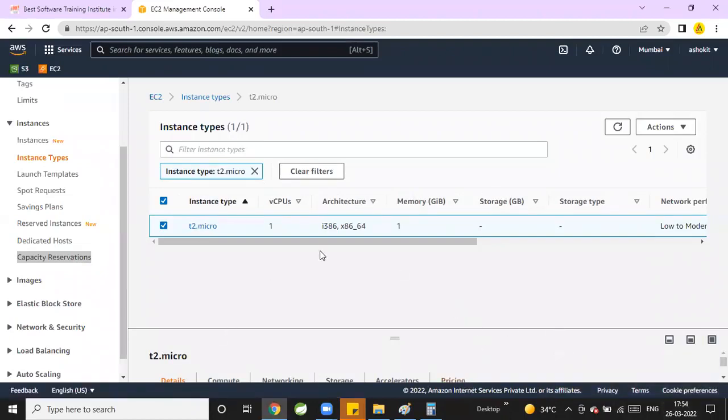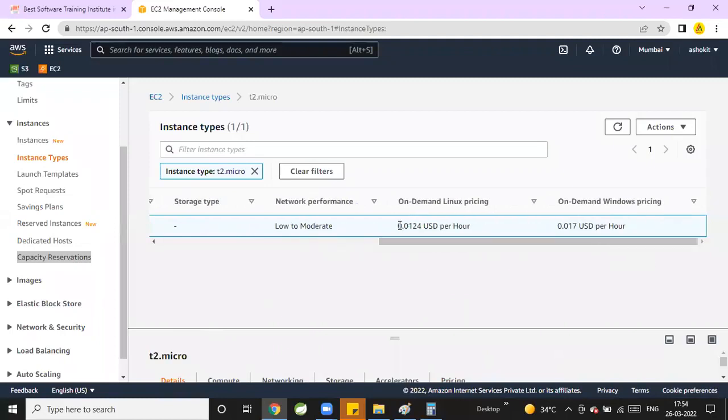How much bill they are charging? $0.01 per hour, not even $1, $0.01. $1 means 75 rupees. $0.01 per hour they are charging. $1 is equal to 75 rupees. Okay. So it's nothing, guys. In terms of the price, this T2.micro pricing is nothing.